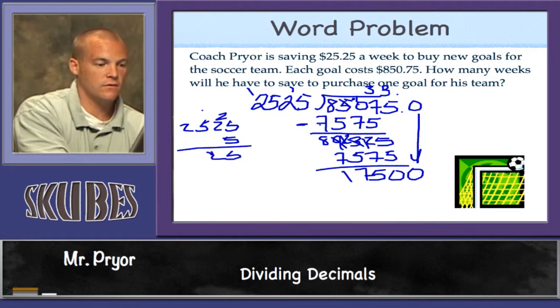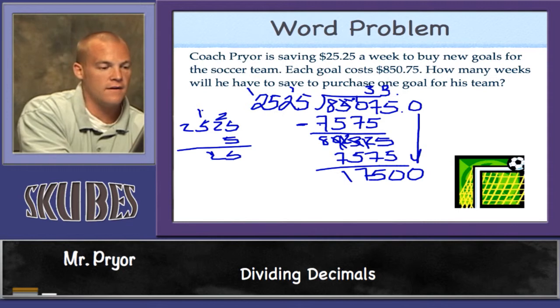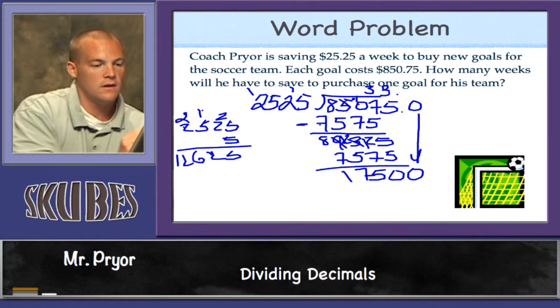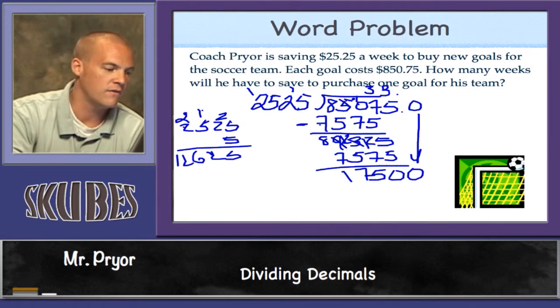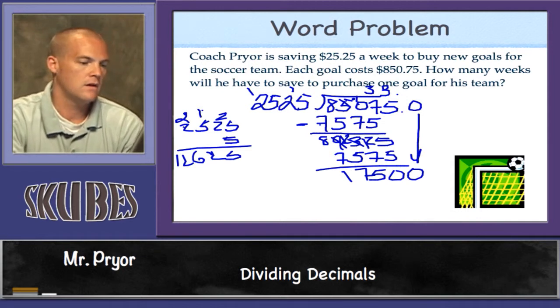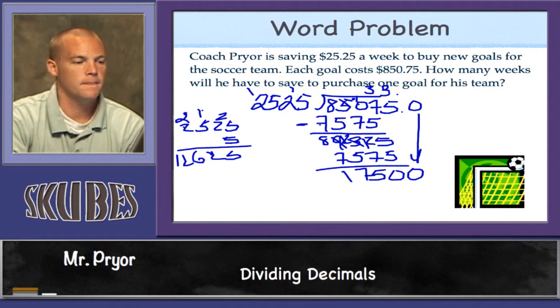5 times 5 gives us 25. You're going to carry your 2. 5 times 2 is 10, plus 2 is 12. Carry your 1. 5 times 5 is 25, plus 1 is 26. And then finally, 5 times 2 is 10, plus 2 is 12. So it gave us 12,625. It looks like we might be able to go one more time there to 6.